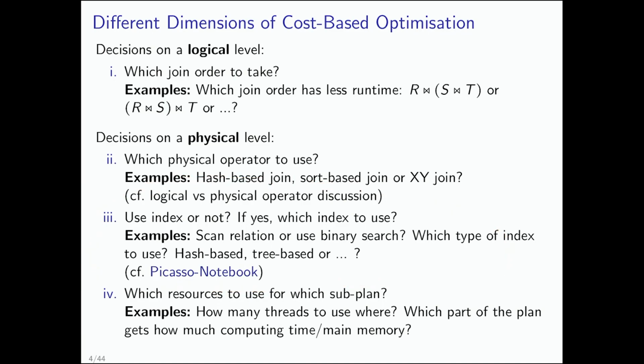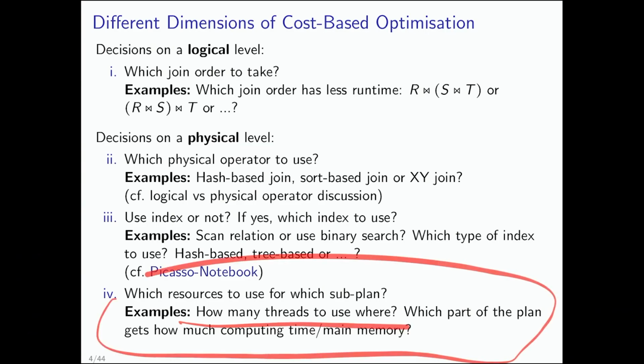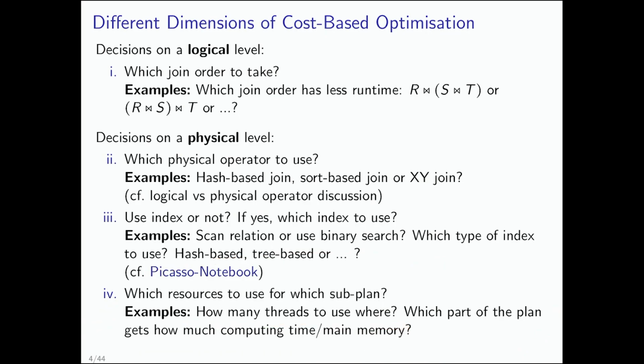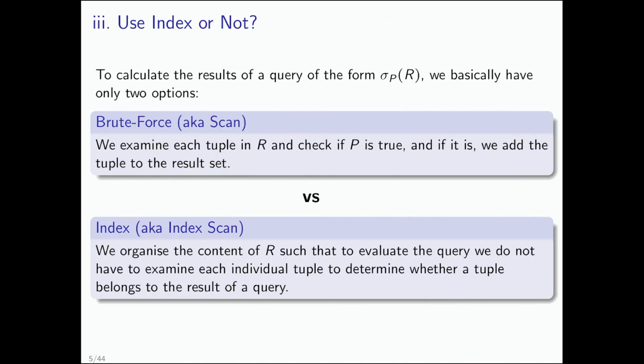Then there are other decisions more on the physical level, of course. Which resources do you use for which subplan? You could make decisions on how many threads you use, which part of the plan gets how much computing time, how much main memory is available, how you distribute the memory over the different parts of the plan, and many, many more decisions. It's typically very difficult to consider all of those decisions, so you have to be greedy at some point. Let's look at the index space a little bit.